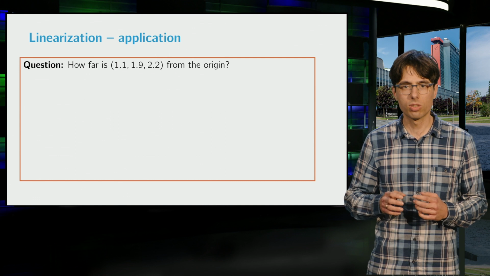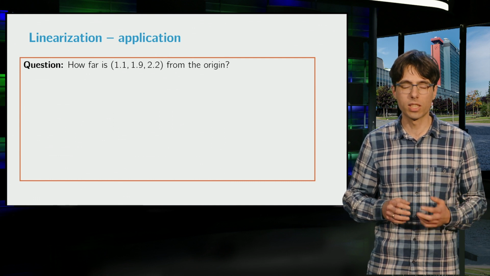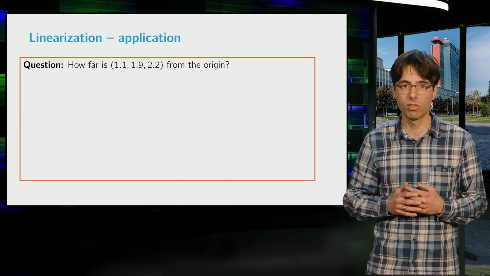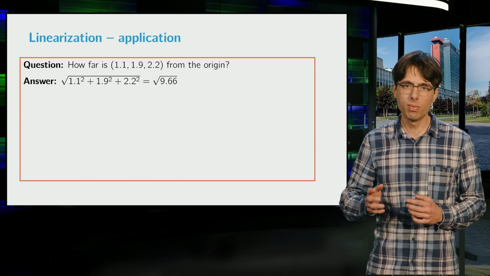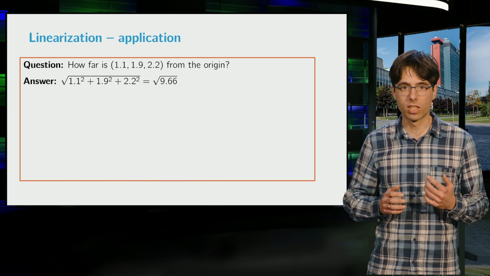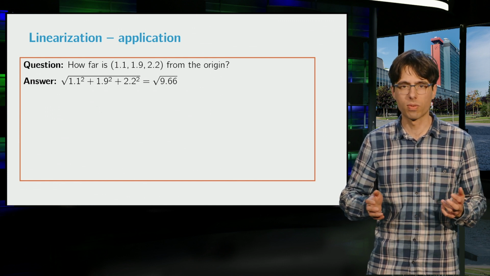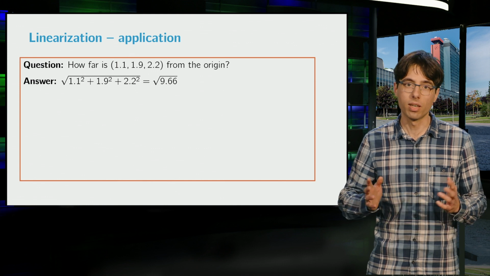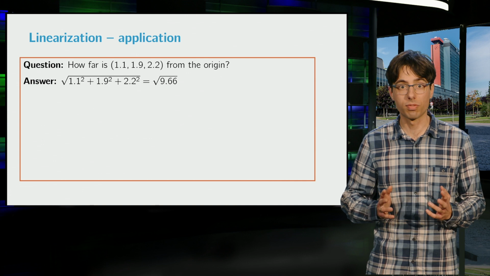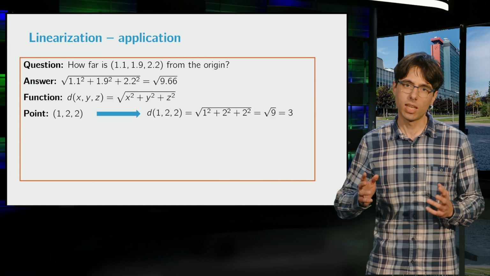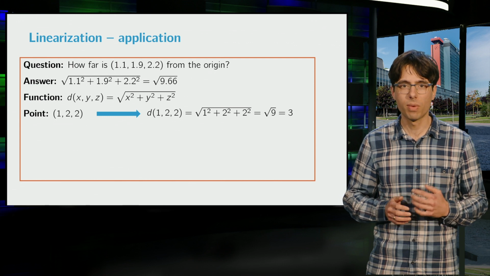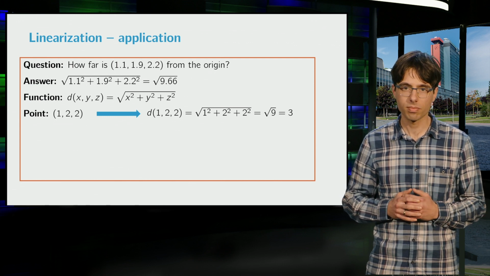Let's also consider how we may use the linearization. For instance, consider the point in three-dimensional space given on the slide. Suppose we would like to know how far away it is from the origin. The formula for the distance to the origin follows from Pythagoras' theorem and is given by the square root of x squared plus y squared plus z squared. However, at a given point it is difficult to consider a decimal expansion of this number. So let us, instead, see if we can get an explicit approximation by using the linearization.